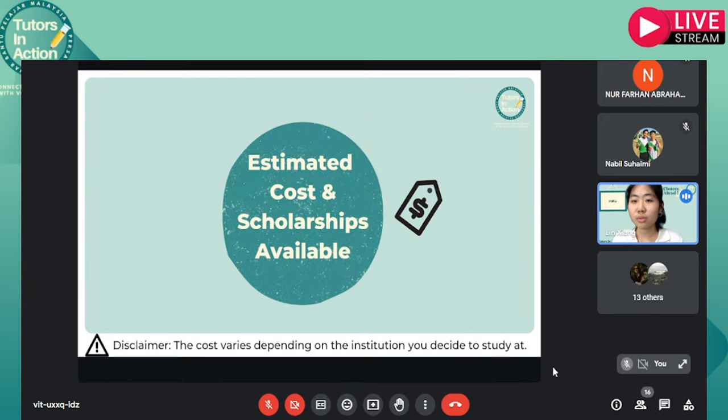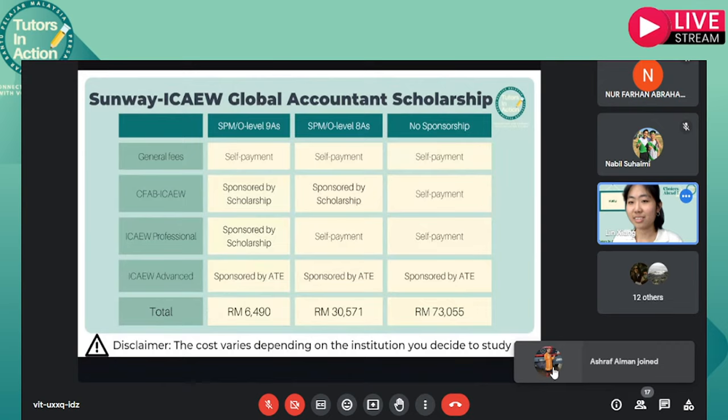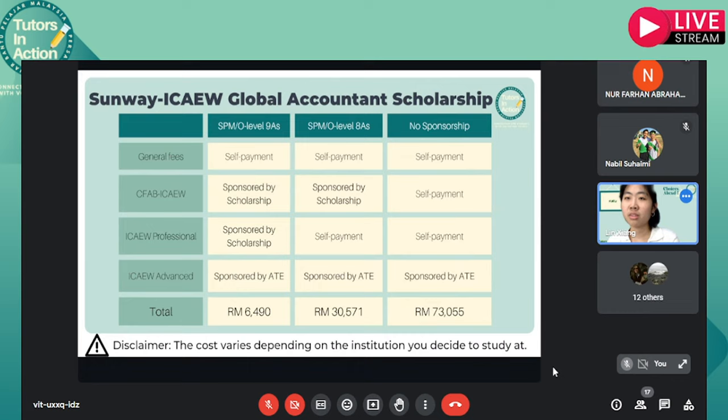So about the estimated cost and scholarships available. Next slide, please. Yeah, so this is the cost, and a disclaimer first: this cost is based on when I enrolled into the course. I don't know if they adjusted it a bit for inflation or whatever, but it should be around the same.